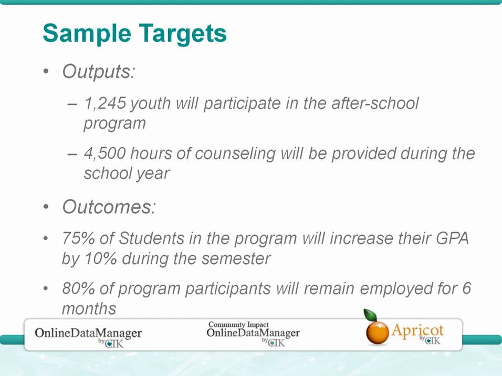Is the program going to serve 10 kids, or is it going to serve 1,000? And we want to set goals around our outcomes. What is that accountability measure that we're trying to achieve? Is it 75%? Is it 80%? Is it 60%? As we move forward.